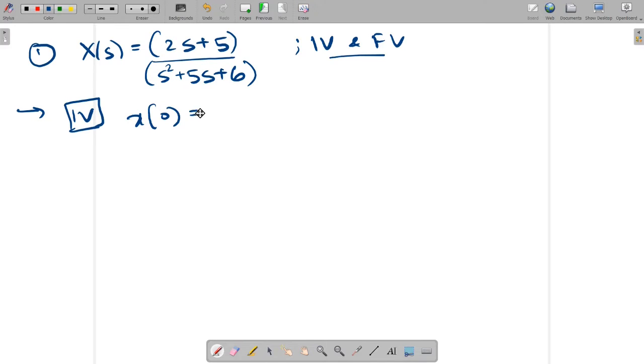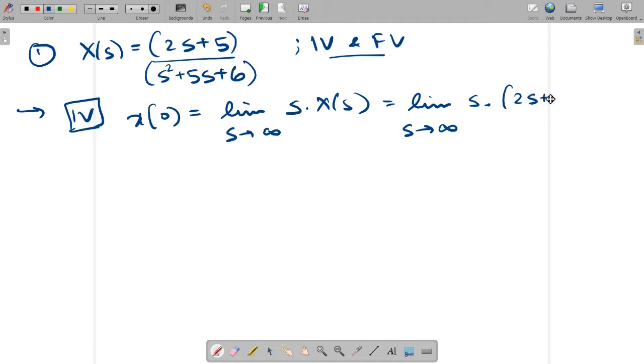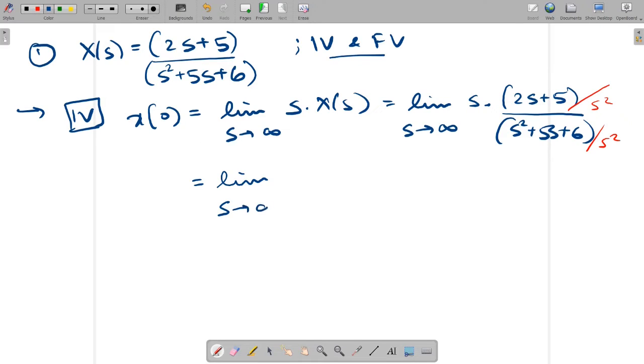x of 0. X of 0 is limit s tends to infinity of s into x of s. You know x of s, right? This is (2s plus 5) upon (s squared plus 5s plus 6). Let us just divide both the terms by s squared, so that it can be helpful. You will see how. So it comes out to be limit s tends to infinity.